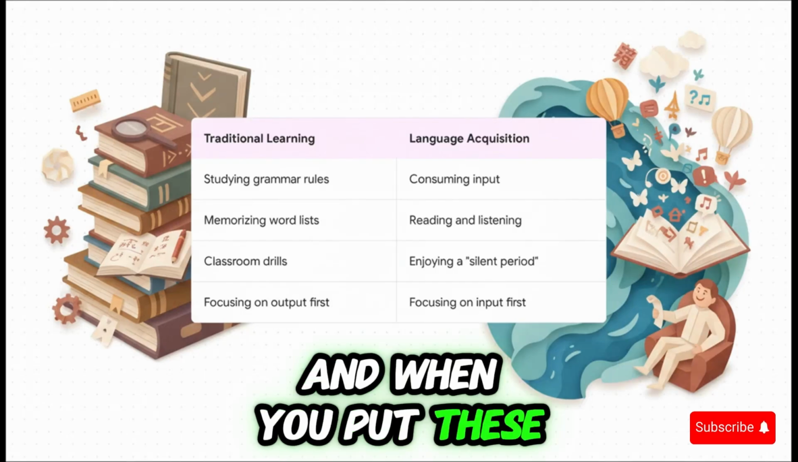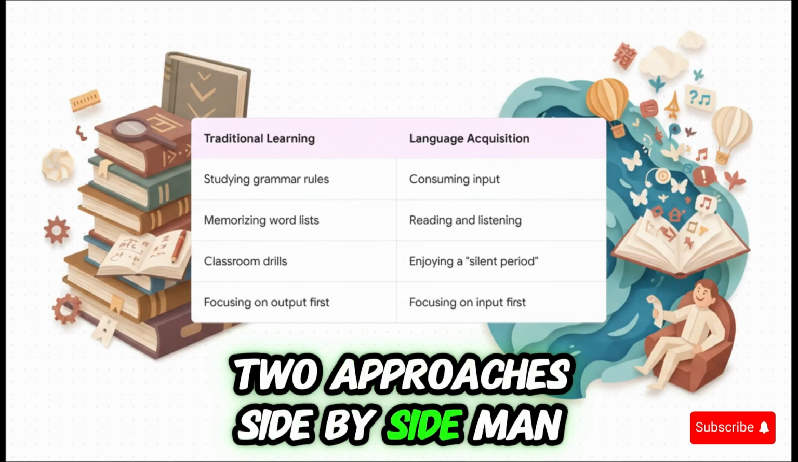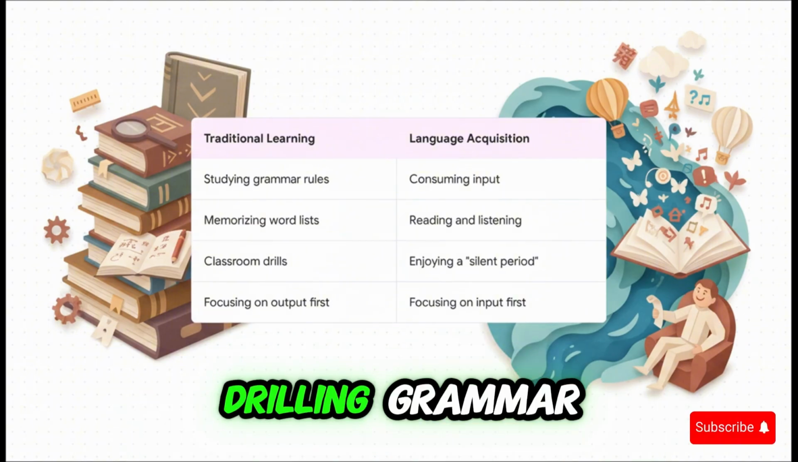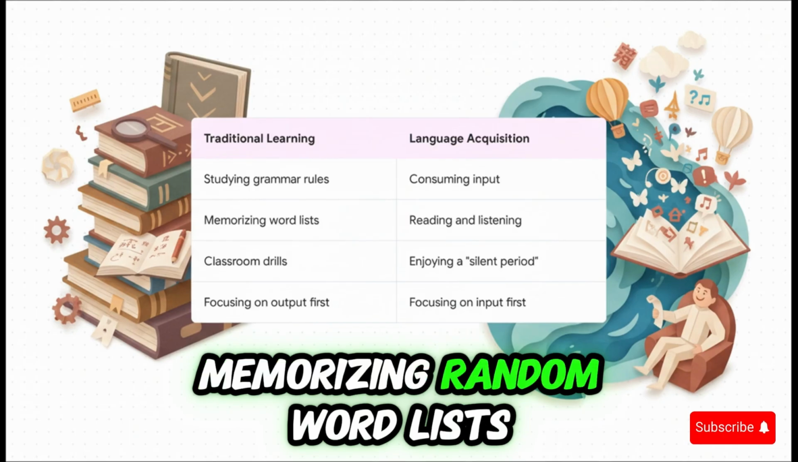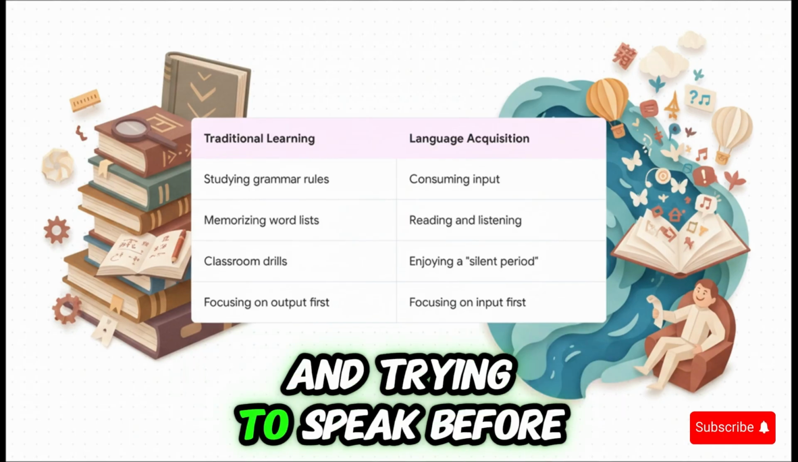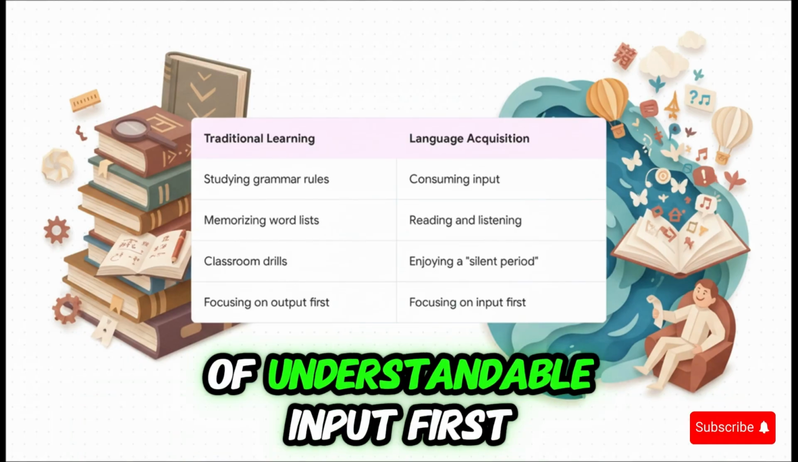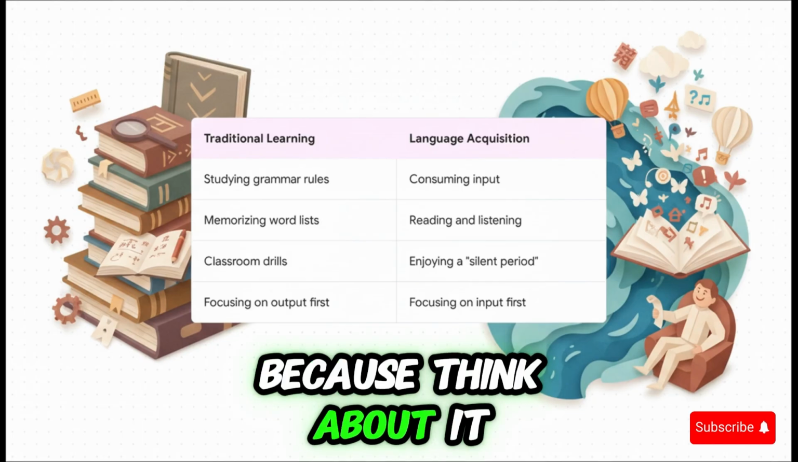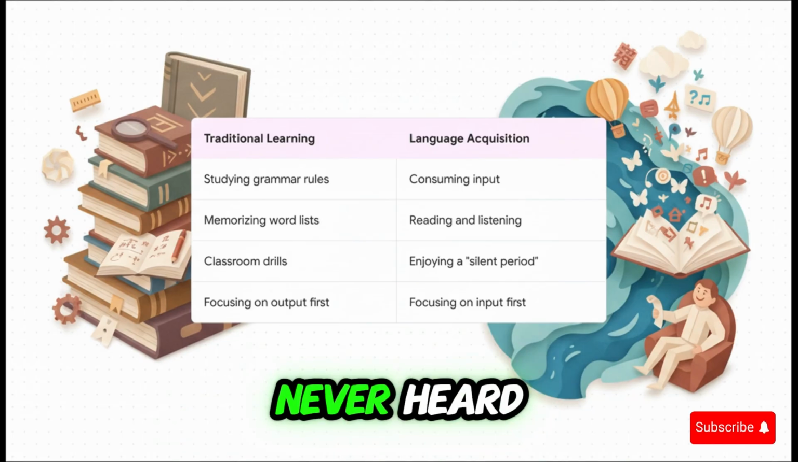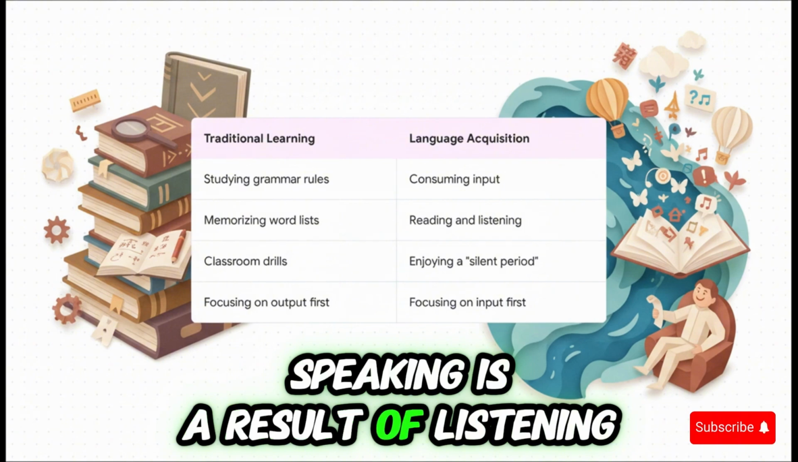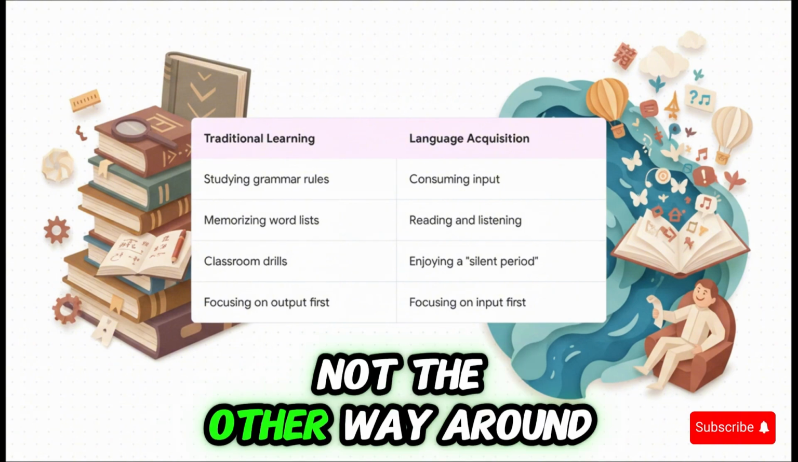And when you put these two approaches side by side, man, the difference is night and day. The old, traditional way has you drilling grammar, memorizing random word lists, and trying to speak before you're ready. This new way, the acquisition approach, is all about getting tons of understandable input first. Because think about it, you can't say something you've never heard or read before, right? Speaking is a result of listening and reading, not the other way around.